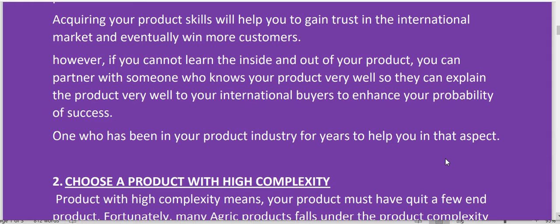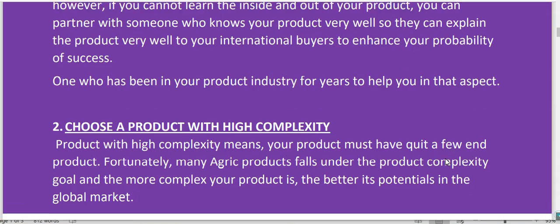Now, you need to get somebody who has been in your product industry for years and knows your product very well. If you cannot study the products yourself, then you need to get somebody. It can be a partner, or it can be somebody that you hire or pay to do that job for you, so that you don't lose credibility in your field of exporting.